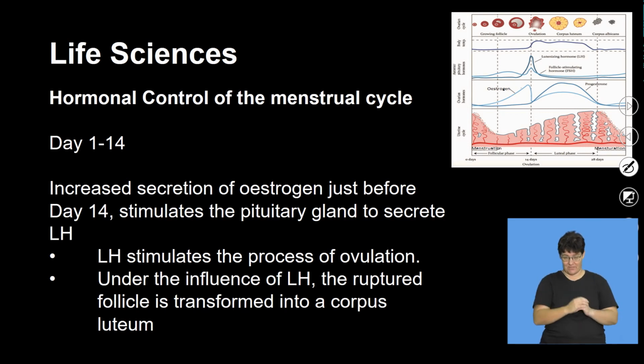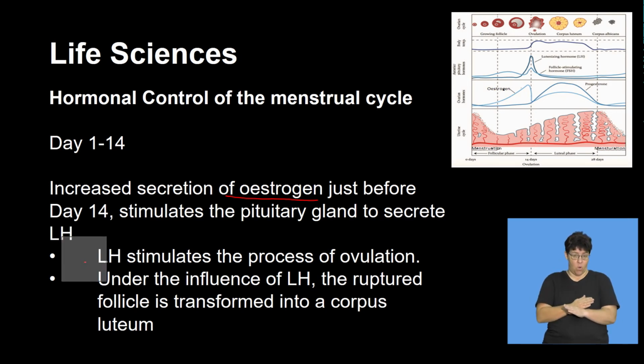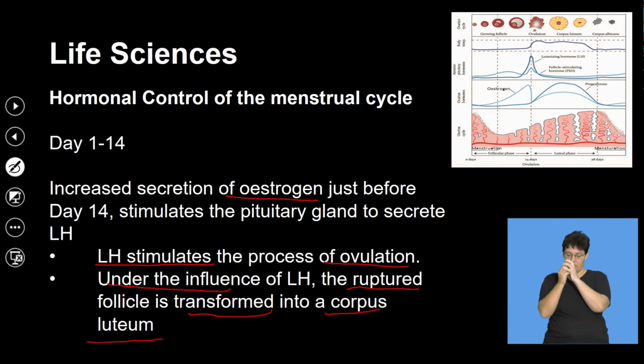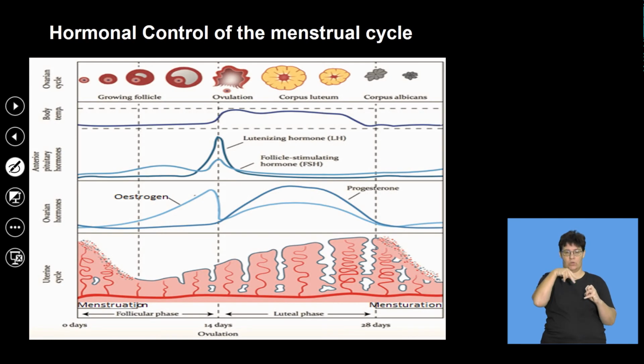Let's try and understand what happens with the increase in estrogen just before day 14. We find that around day 14, LH stimulates the process of ovulation, and this means that an egg is released. Under the influence of LH, the follicle ruptures and it then transforms into what we call the corpus luteum. Let's try and look at that in this image here.